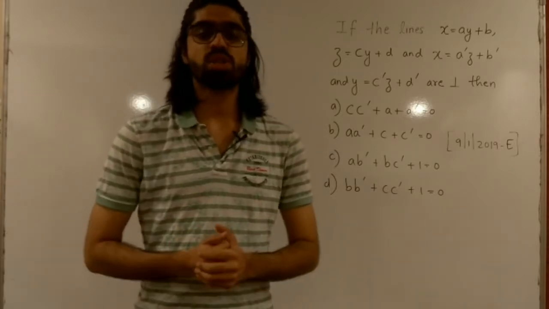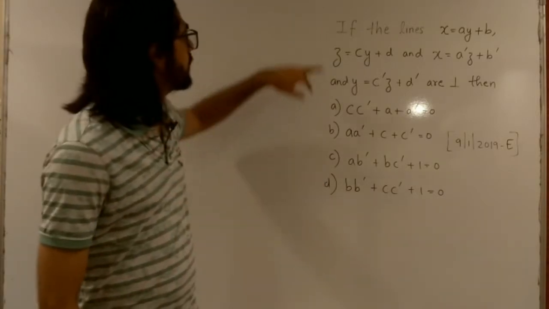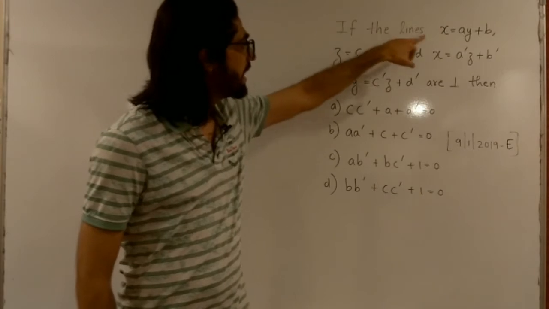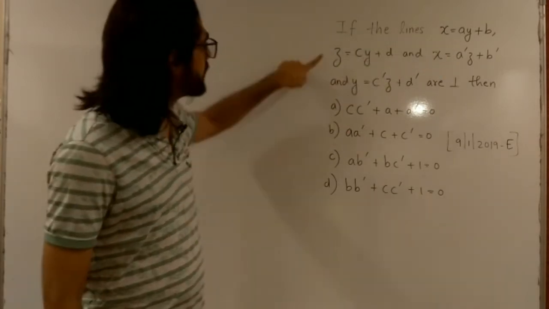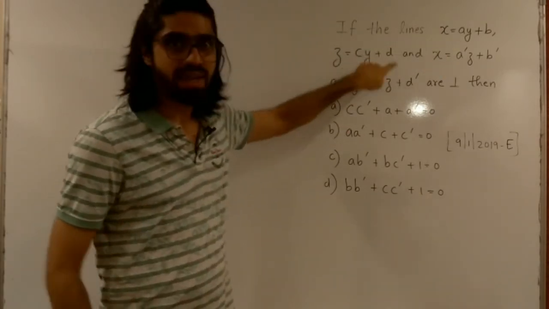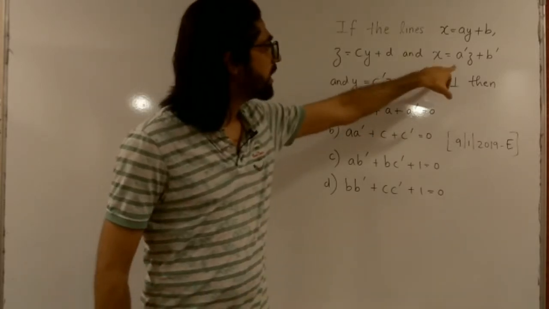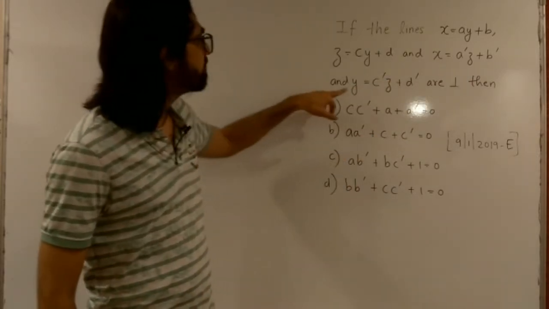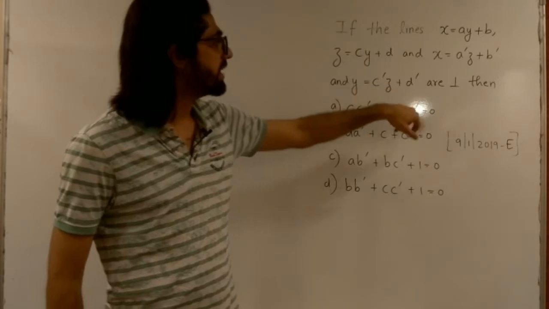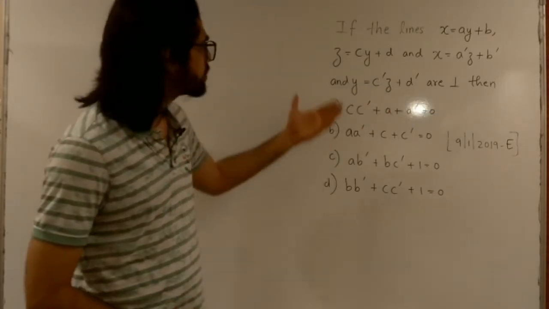Yet another question from the same paper. The question says, if the lines x equal to ay plus b, z equal to cy plus d, and x equal to a dash z plus b dash, and y equal to c dash z plus d dash are perpendicular, then which of the given options is right?